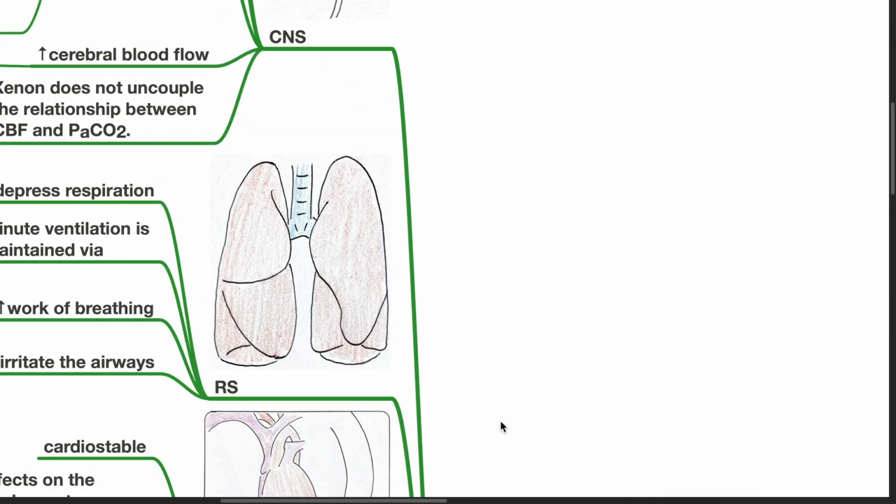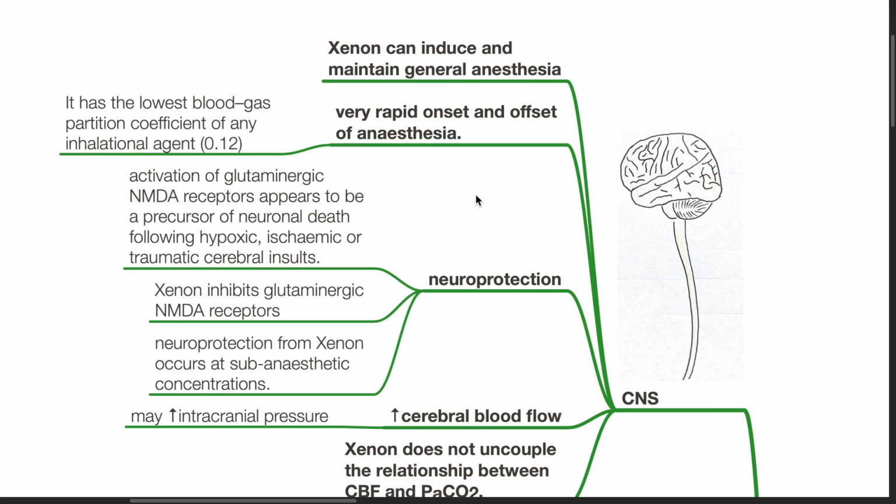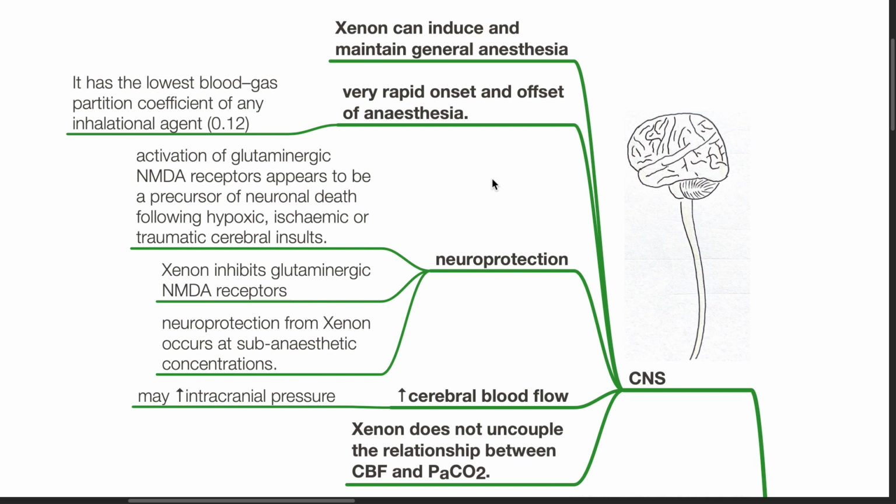Pharmacodynamics. Central nervous system. Xenon can induce and maintain general anesthesia. It has a very rapid onset and offset of anesthesia, as it has the lowest blood gas partition coefficient of any inhalational agent, of 0.12.